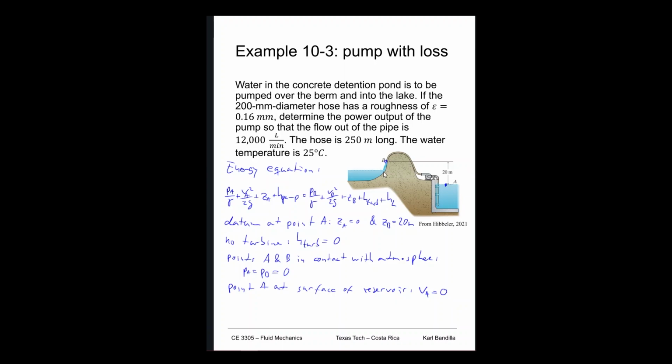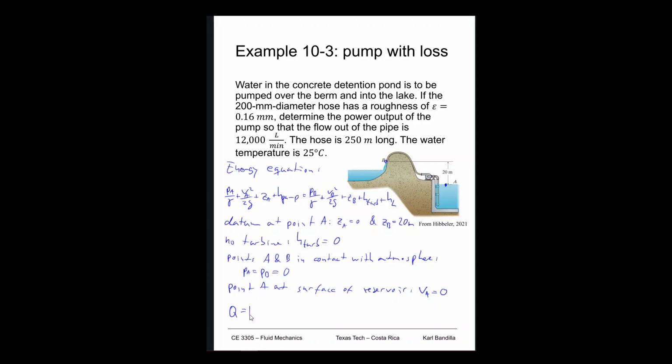So let's see, what do we have? These are the fast, easy ones, right? So we have PA, we have VA, we have ZA, H pump we're looking for, we have PB, so we're missing VB, but we're given the flow in the hose, right? We want the pipe to have 12,000 liters per minute.